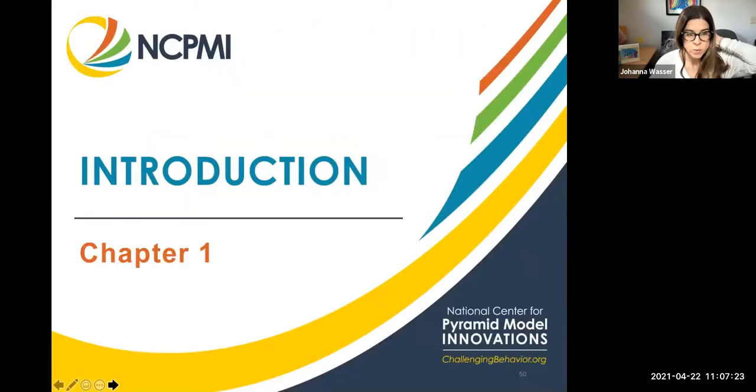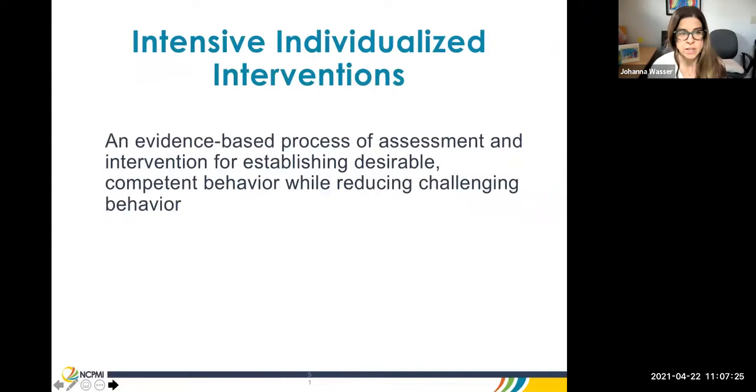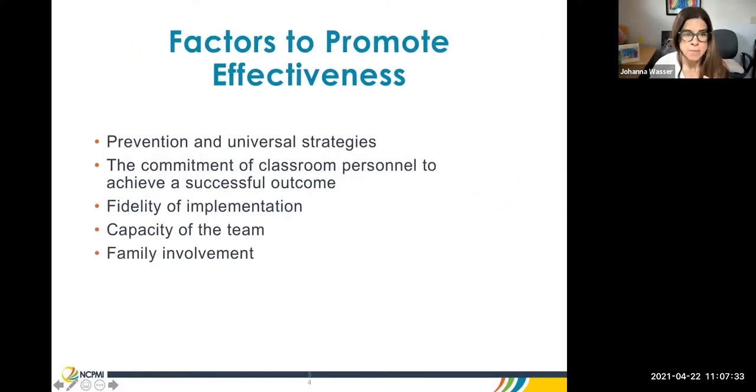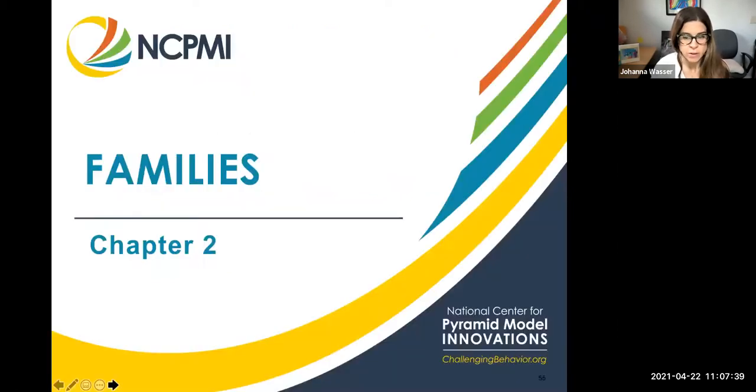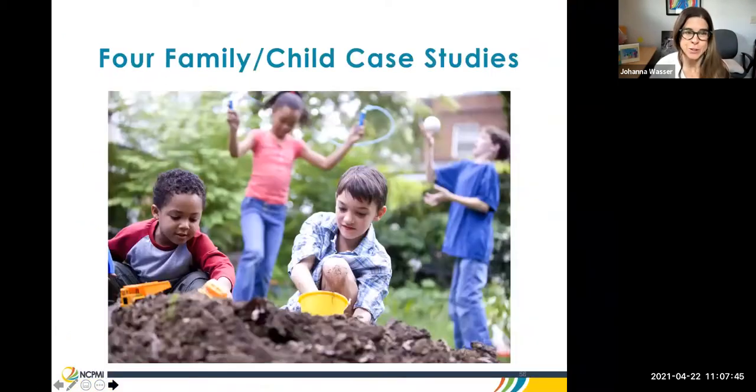Okay, so chapter 1 is that introduction, and really, again, it's just reviewing the evidence-based practices around positive behavior supports, that we're looking at prevention strategies. We've talked about all of this previously, okay? So that's chapter 1, really quick. Then chapter 2 is that family component.